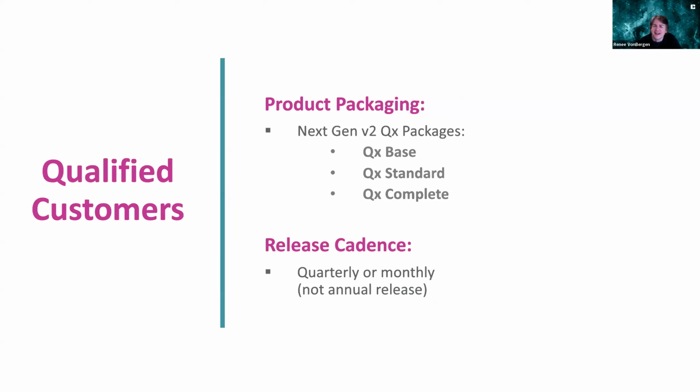Let's go through this. Essentially, you are qualified to use any of these three products if you are QX Base, Standard, or Complete. And you must be on cloud quarterly. You also, of course, can be on monthly. The idea here is that you can't be on-prem, for instance. You can't just be on an annual release. Otherwise, you are free to use these products and for free.